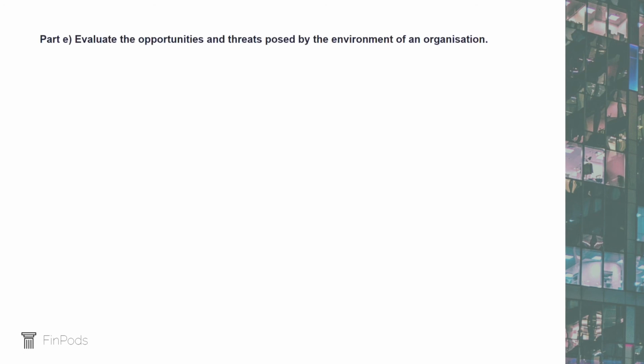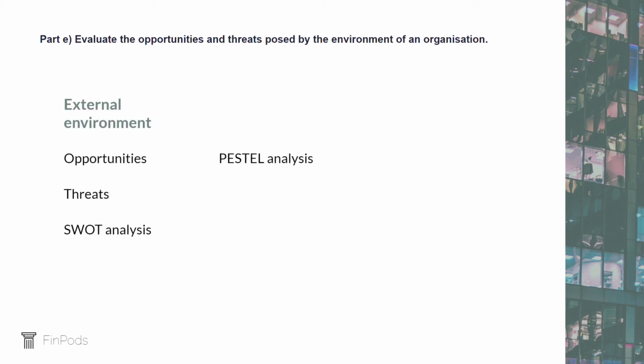Part E. Evaluate the opportunities and threats posed by the environment of an organisation. An organisation needs to analyse the environment in which it operates in order to understand its current strategic position and to develop future strategies. The external environment is a source of opportunities and threats to an organisation, which can influence an organisation's ability to survive and grow. Changes in the environment may mean that the organisation needs to change its strategy in response, either to take advantage of opportunities or to protect itself from potential threats.